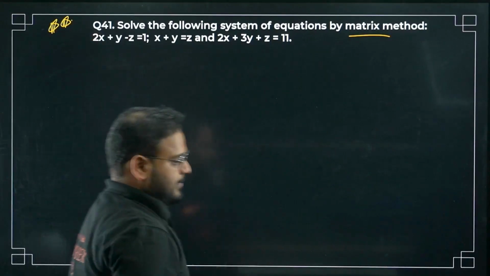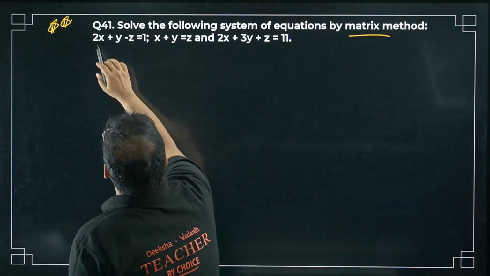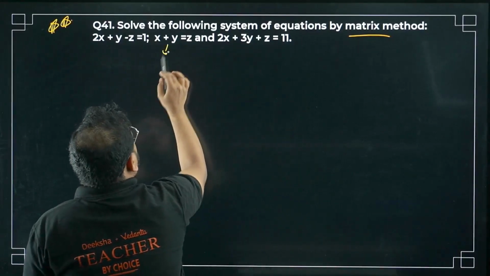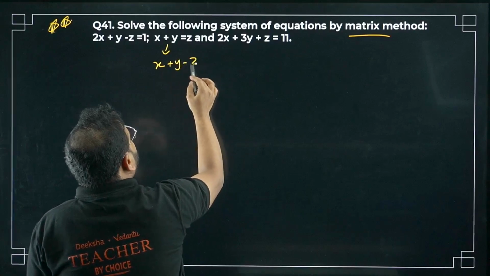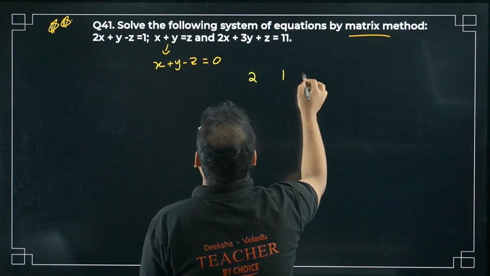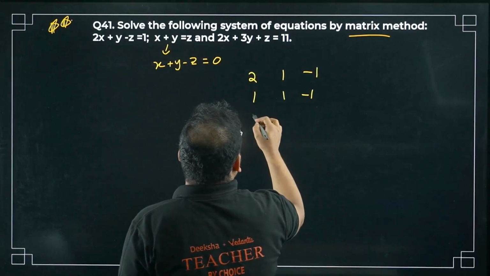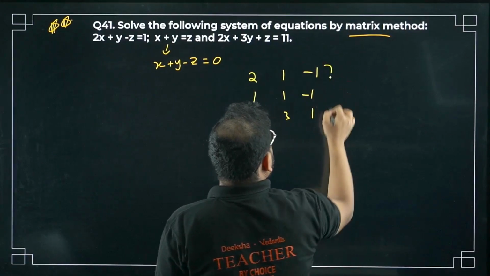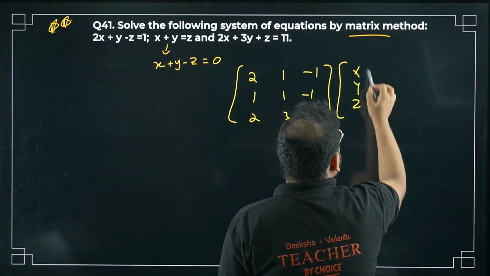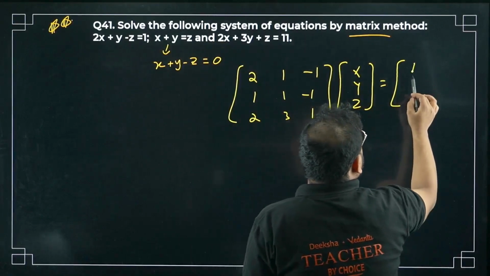How do you solve it, sir? First form the matrix. For the coefficients you'll have 2, 1, minus 1, 1, 1 and minus 1, right? So you have to transform this equation. First of all, it will become x plus y minus z equals 0. Now you'll have the equations as, please check, 2, 1, minus 1, then 1, 1, minus 1, then 2, 3 and 1. This is the first matrix, 3 cross 3. Then you have the variables x, y and z. Next you have the constants, which are going to be 1, 0 and 11.